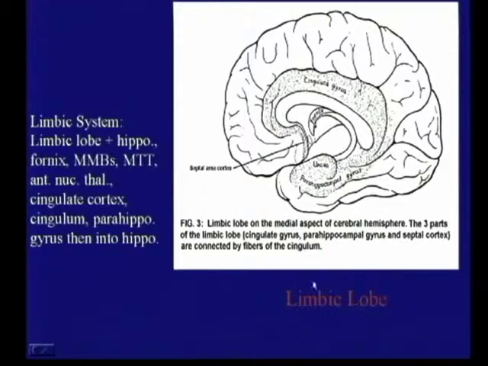So you start with the limbic lobe, which you can see on the medial aspect of the hemisphere. Then you add all those pathways that you know are associated with all this, and you get the limbic system.